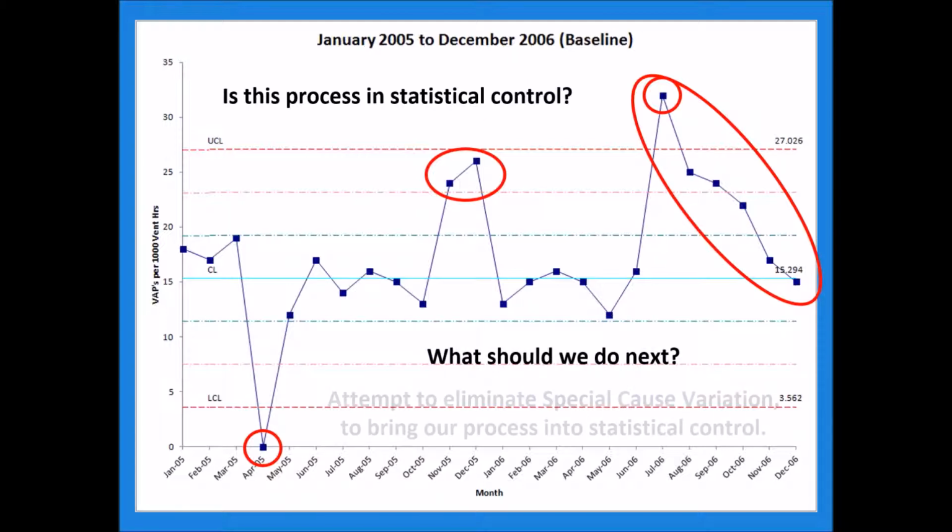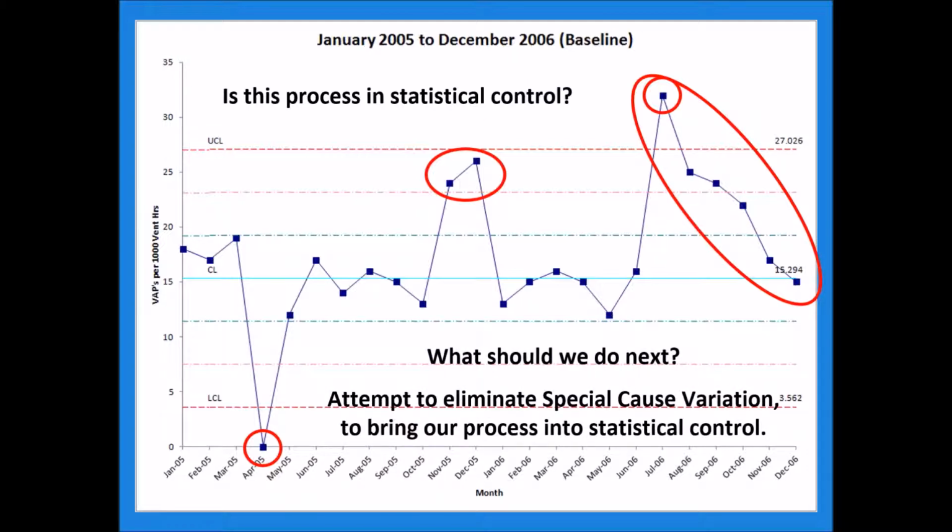Well, with any project like this, we want to eliminate special cause variation to bring our process into statistical control first. When you see a data set like this that violates so many of the different rules in such a small data set, this tends to be a process that's not very standardized, and so you get all kinds of wild swings in the data because a lot of times that process is not really being performed in the same way every time by different providers.